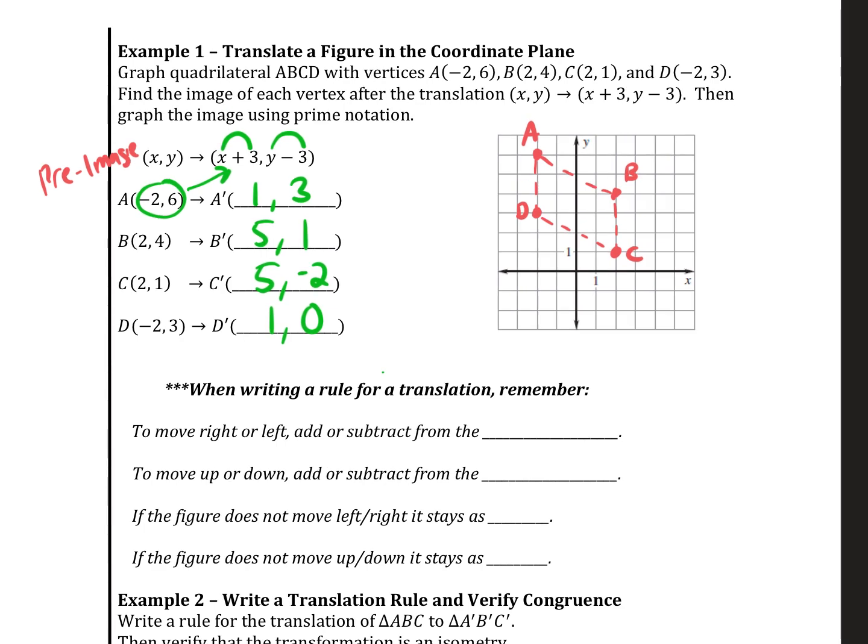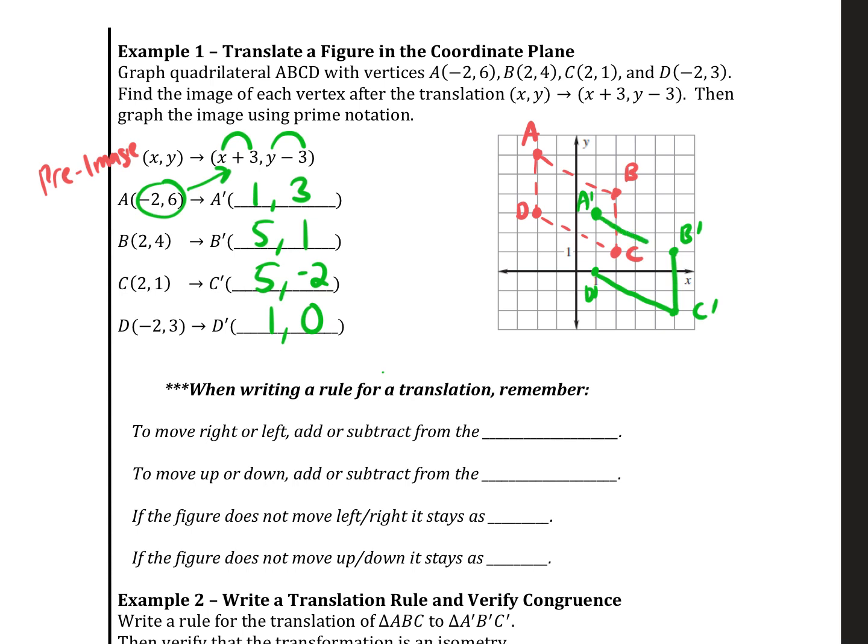So we have A prime is right 1 up 3. Okay, that's A prime. All right, so we graphed A prime. We also have B prime, which is 5, 1. So we go right 5 up 1. We also have 5, negative 2. So this is C prime, right 5 down 2. And we have D prime is 1, 0. Go right 1 and 0. That's D prime.